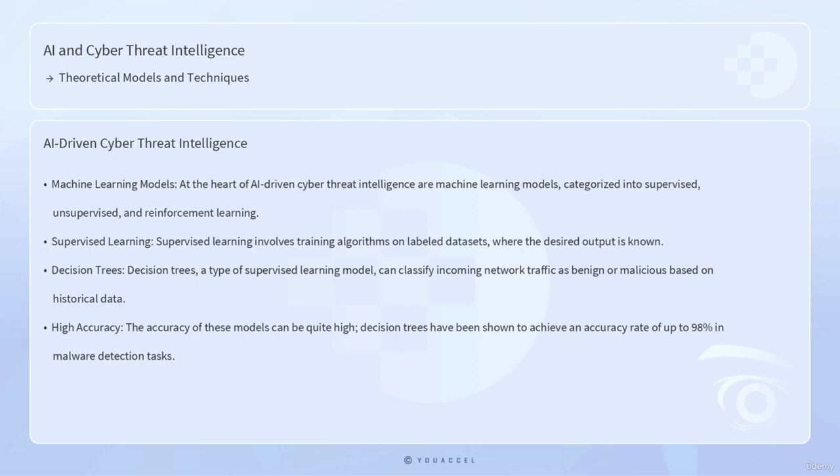This approach is particularly effective in detecting known threats through pattern recognition. For instance, decision trees, a type of supervised learning model, can classify incoming network traffic as benign or malicious based on historical data. The accuracy of these models can be quite high. For example, decision trees have been shown to achieve an accuracy rate of up to 98% in malware detection tasks.